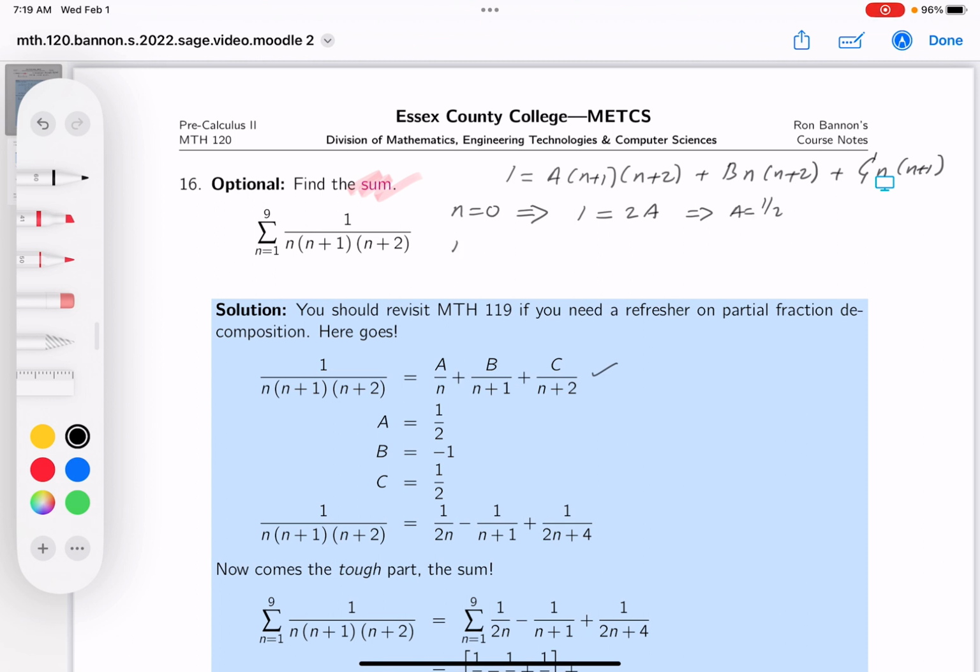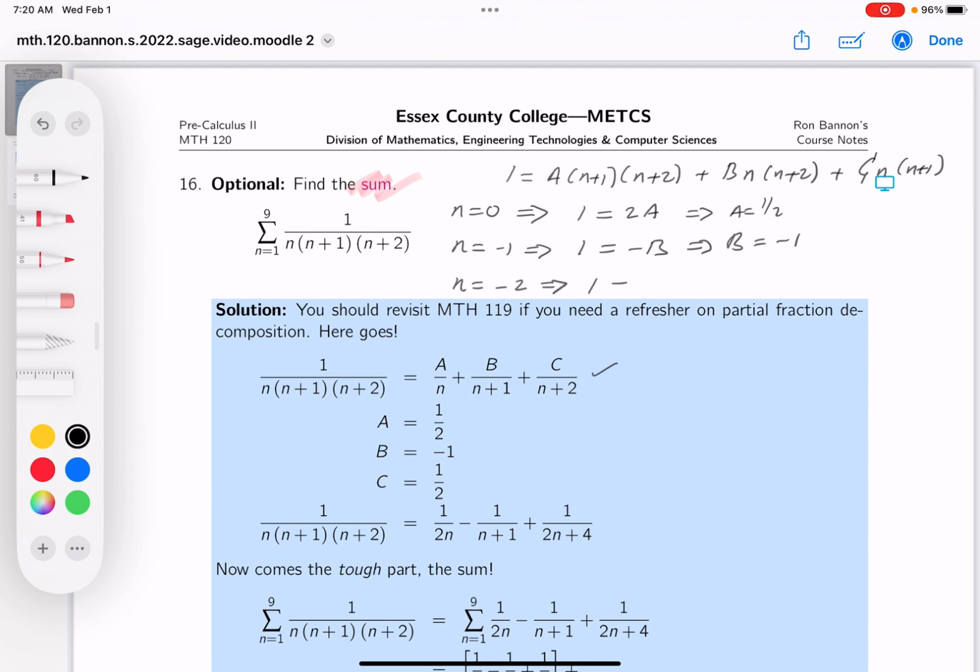I pick another easy number. My suggestion is to pick -1. If you did that, you would get 1 on the left. The first term disappears, and the third term disappears. And the middle term you'd get minus B. What does that say B is? B is -1.